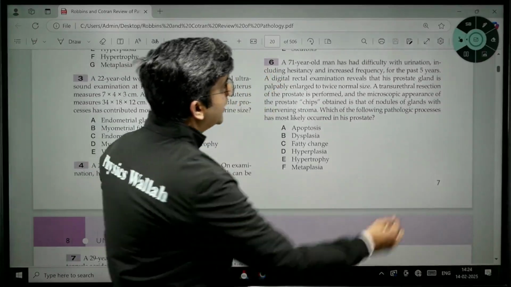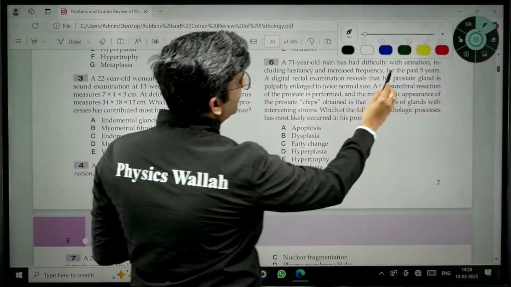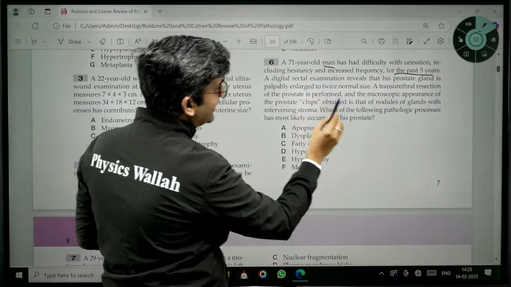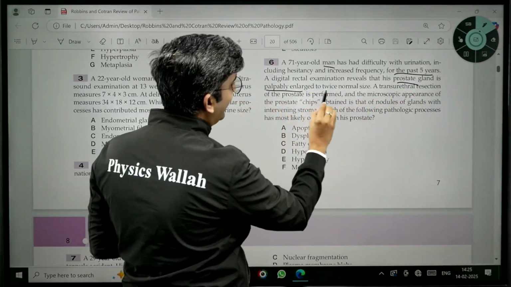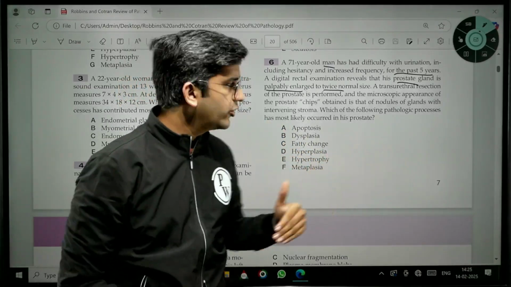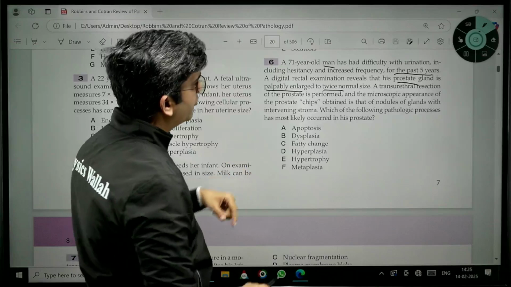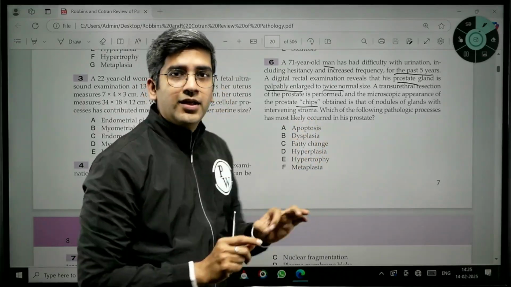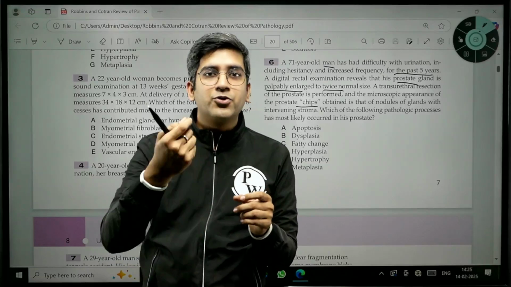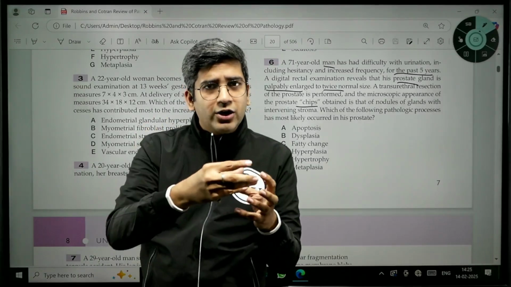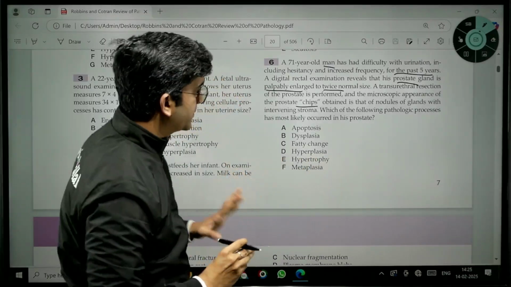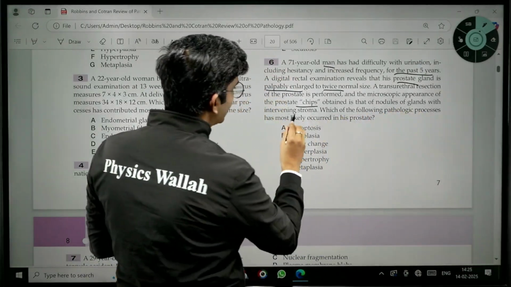Okay, perfect. A 75-year-old man has had difficulty of urination, hesitancy and increased frequency for the past 5 years. Digital rectal examination shows the prostate gland is palpable and enlarged to twice the normal size. There's some abnormality in the prostate. A 71-year-old, I think of a pathological abnormality. A transurethral resection of prostate is done and prostate chips have been obtained. Don't worry, prostate chips means tiny removal of prostate via transurethral resection of prostate. I cannot take the entire prostate through the urethra, so we cut it into tiny bits, which are called prostate chips. Fine.